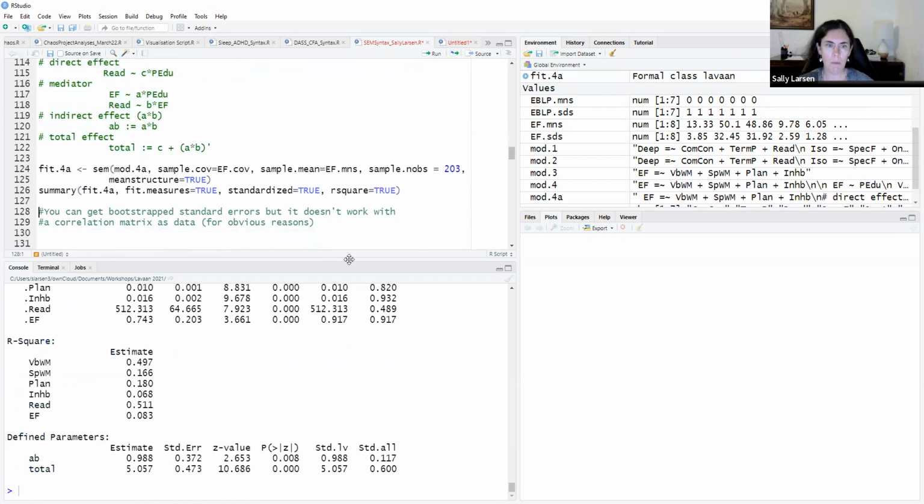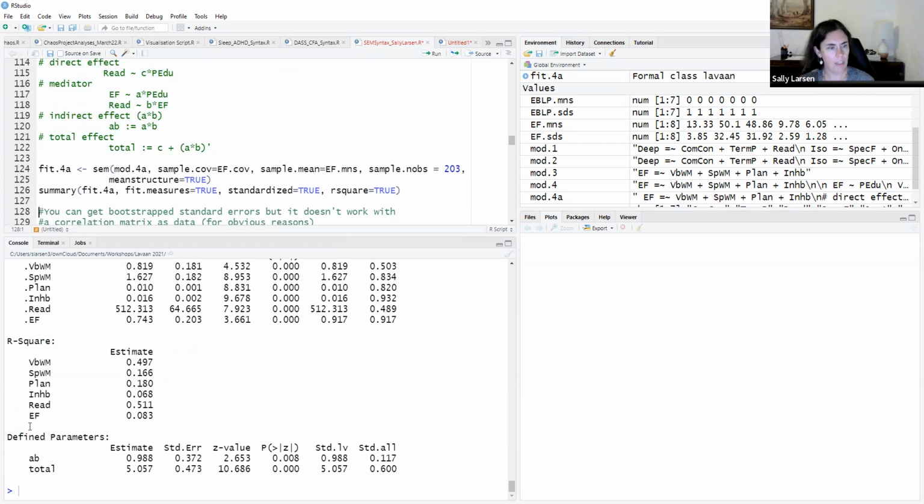It's the same model, you've just added in a mediating pathway. And look what it gives you down here, define parameters. There's your A times B path with an estimate, and there's your total effect. So it's the total effect and the indirect effect that it's reporting here. And then it tells you whether they're significantly different from 0. And then it gives you unstandardized coefficients and then standardized coefficients. So that's kind of nifty.